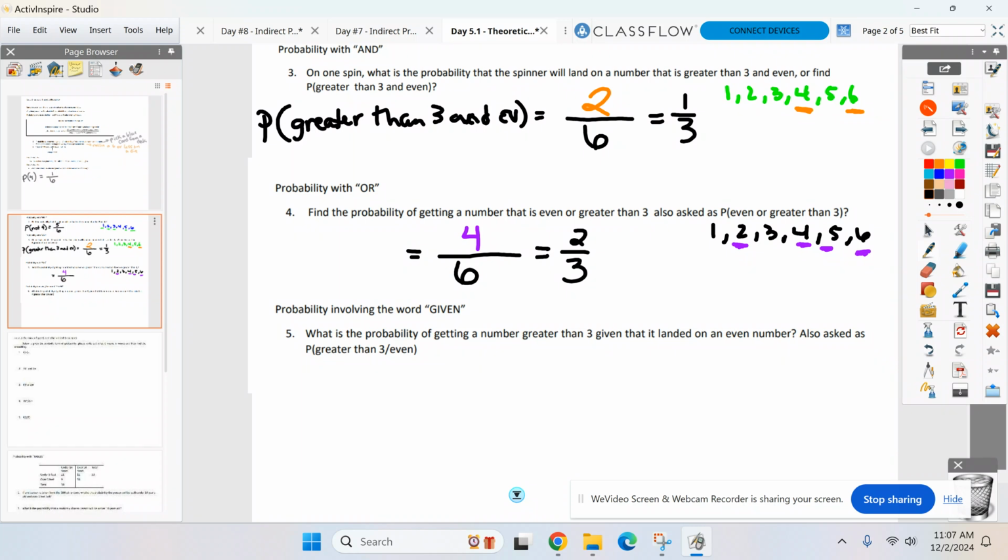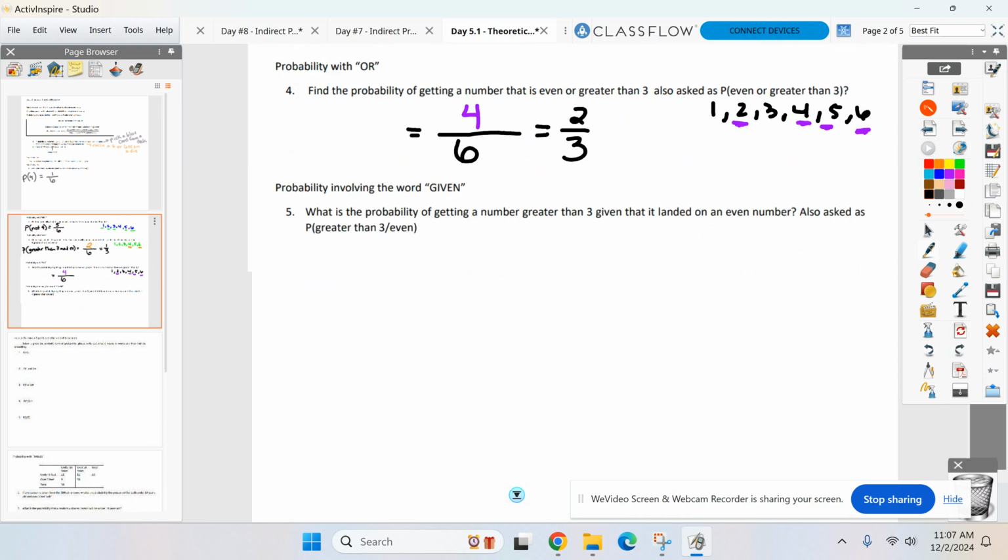Anything you want to ask? I say list them out. That's the best way for me to always do it. List them out, and then start circling, underlining, whatever ones fit. Are you ready for this one? This one's going to be a little tougher now. Ask questions definitely on this one if you have them.